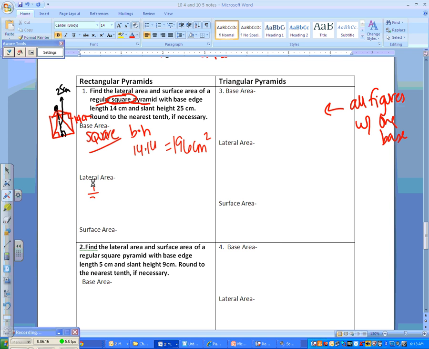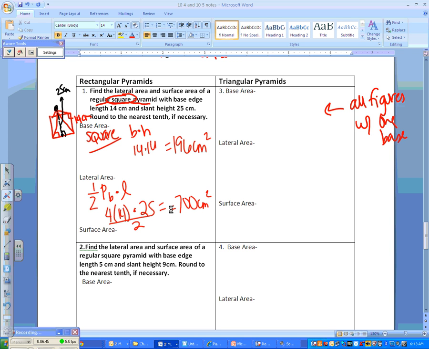Okay, lateral area. Remember, that's going to be half, not the whole thing, of the perimeter of the base times the slant height, not the regular height, which they don't even give us, so it's not a big deal. Perimeter of the base, we know that that's a square, and all the sides are 14. So we have 4 sides that are 14. That's going to be the perimeter of our base. So slant height is 25, and all we have to do is take half of it. So 4 times 14 times 25 is 1,400 divided by 2. I get 700 centimeters squared.